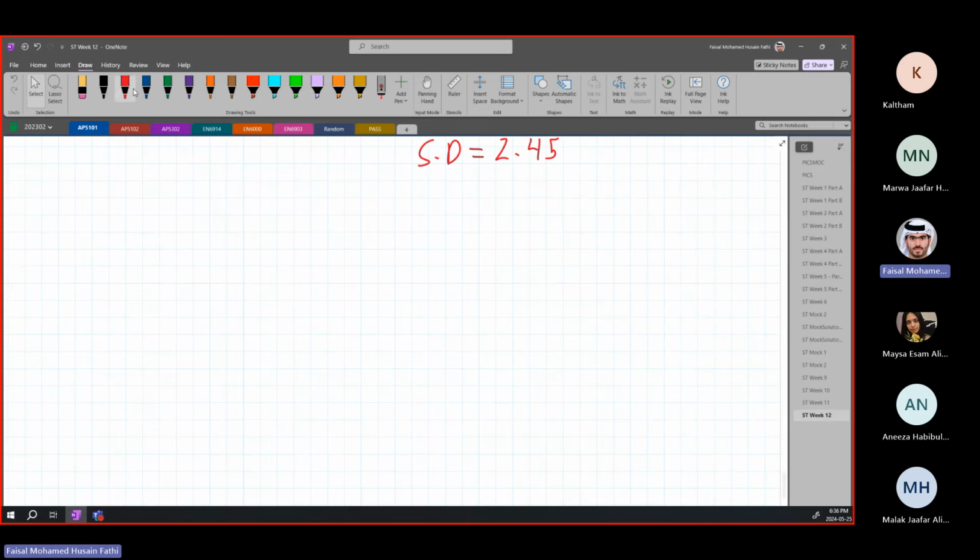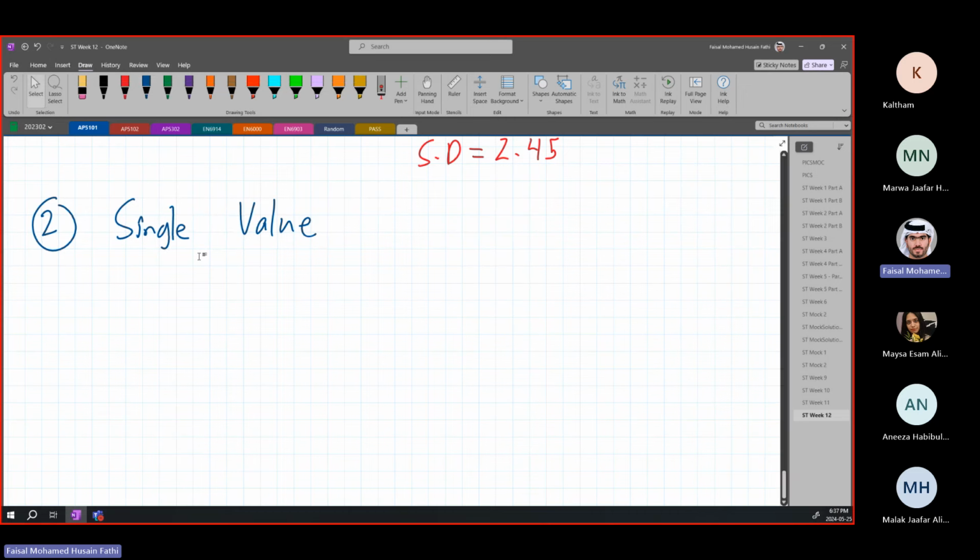So the second type of data was single value, right? Single value data. And remember, I told you single value and grouped, it's the exact same equation. The only difference is for grouped, you're going to be using the midpoint instead of the actual value for x, because you don't have an actual value for x, right? That's the only difference.